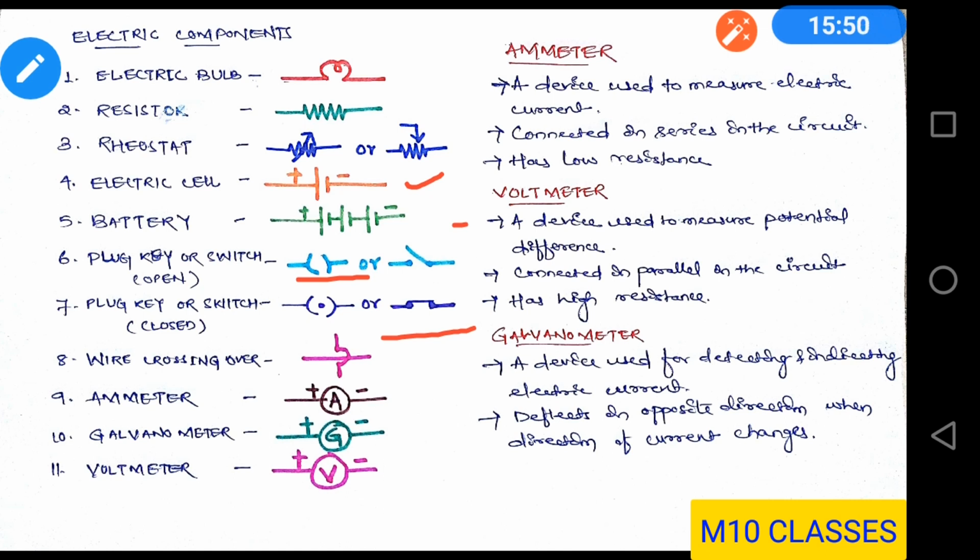Ammeter. As it is written, A stands for ammeter. It has two terminals, one is positive terminal and one is negative terminal.